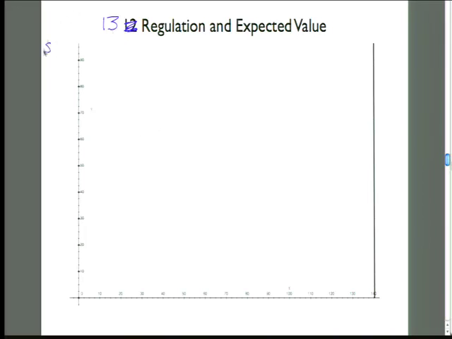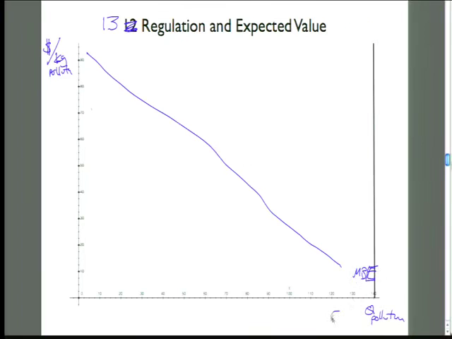So this, again, is pollution, dollars per kilo of pollution. And this will be quantity of pollution, or emissions. And so there's some decreasing marginal benefit curve of emissions. Marginal benefit of emissions.